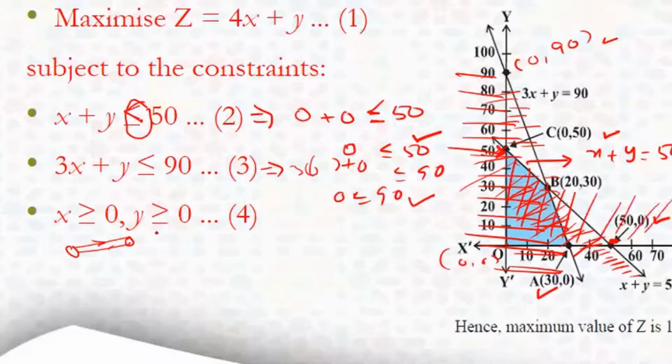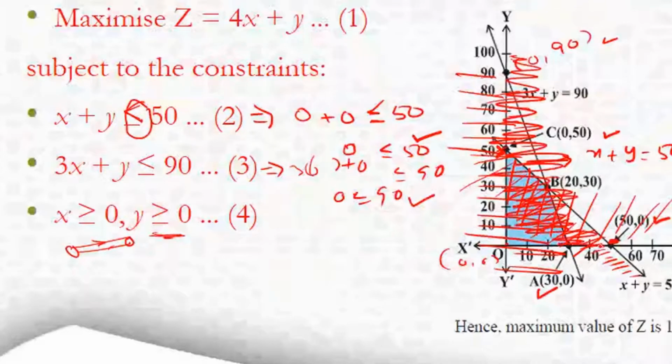And y greater than or equal to 0, this equation is this side. So y greater than or equal to 0 is this side. When you look at that, all the 4 equations are coming in which place? This place. This line also coming, this line also coming, this cross line also coming. Everything coming here. This region you should shade.